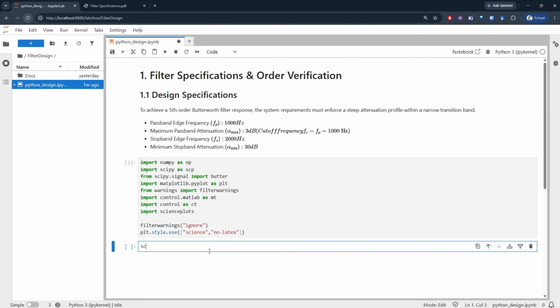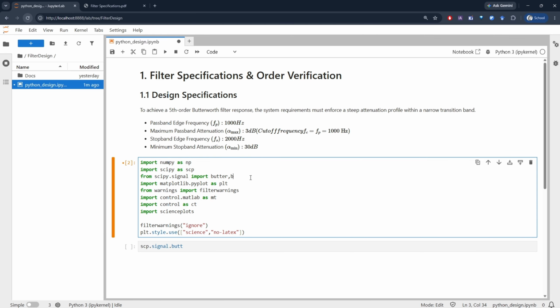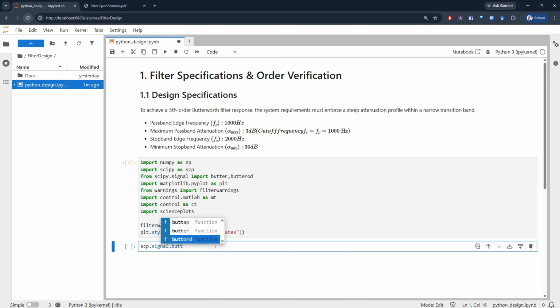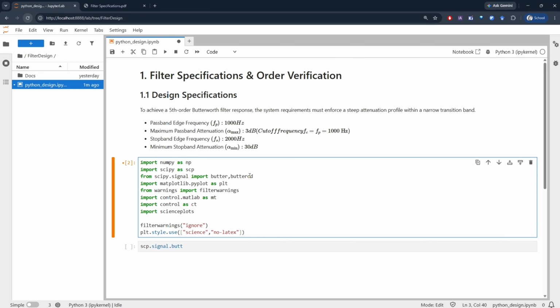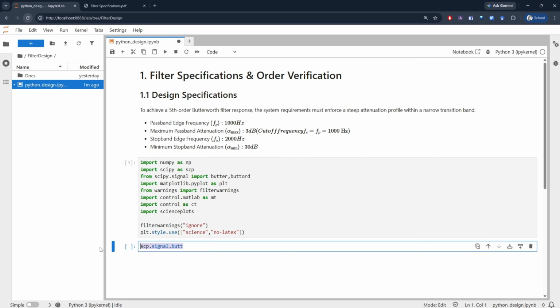But I wanted to see butter odd. Yeah, I think it's butter odd. So from that, now to come up with the order, because we need the order and we need the frequency.